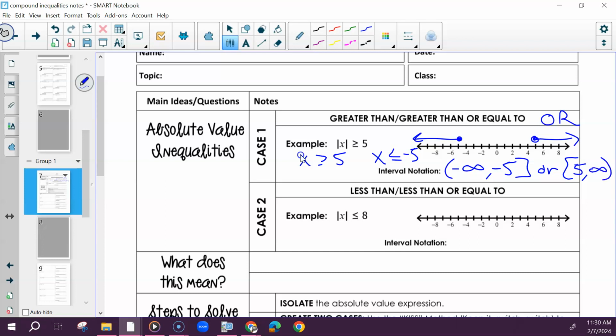So what's nice about these is they will both be closed or both be open, which means both parentheses or both brackets. So all of your greater than or equal to, if you don't have to change the sign, is going to be or.